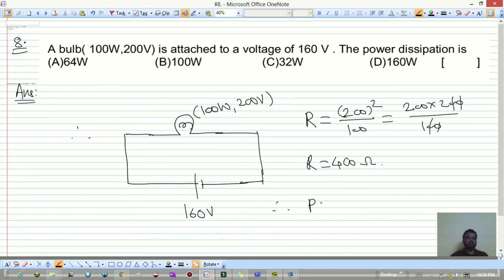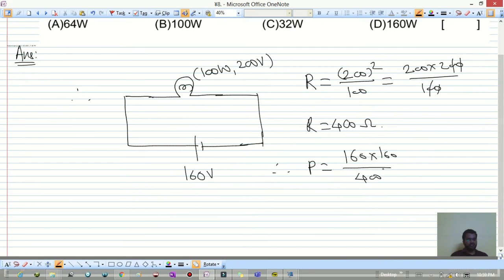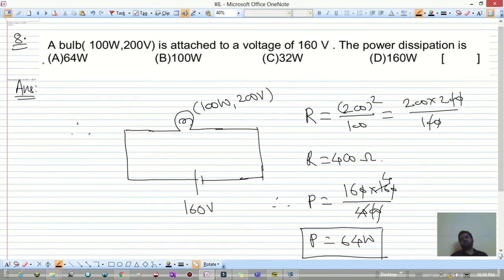So what is the power then? Power is equal to V square by R. So 160 into 160 divided by 400. V square is the applied voltage. The zeros get cancelled. 4 4s are 16. So power we have is 64 watt. So power dissipated across this bulb will be 64 watt.